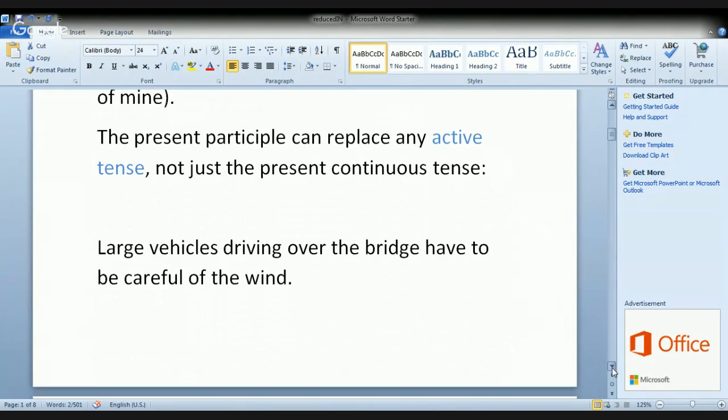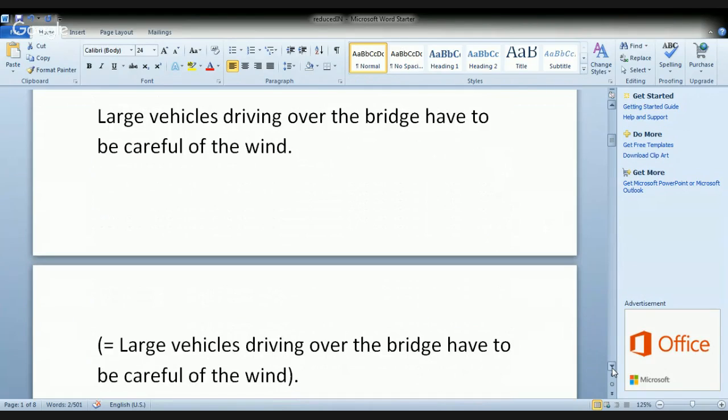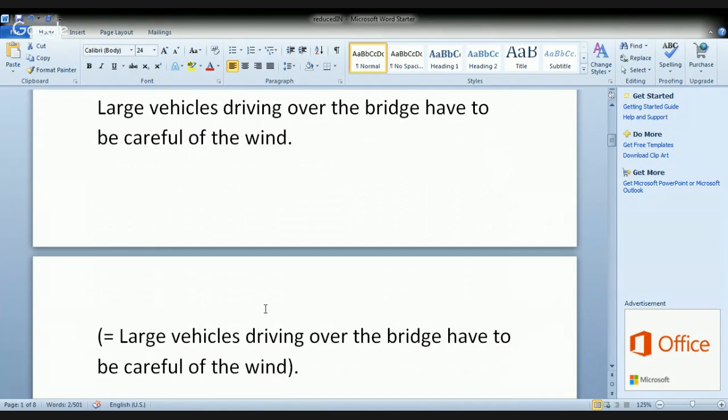Okay, well, go on the next page here. Good, we can get everything in the picture. It means large vehicles driving over the bridge have to be careful of the wind. That are driving. So something's incorrect here. And I checked this yesterday. That drive probably.